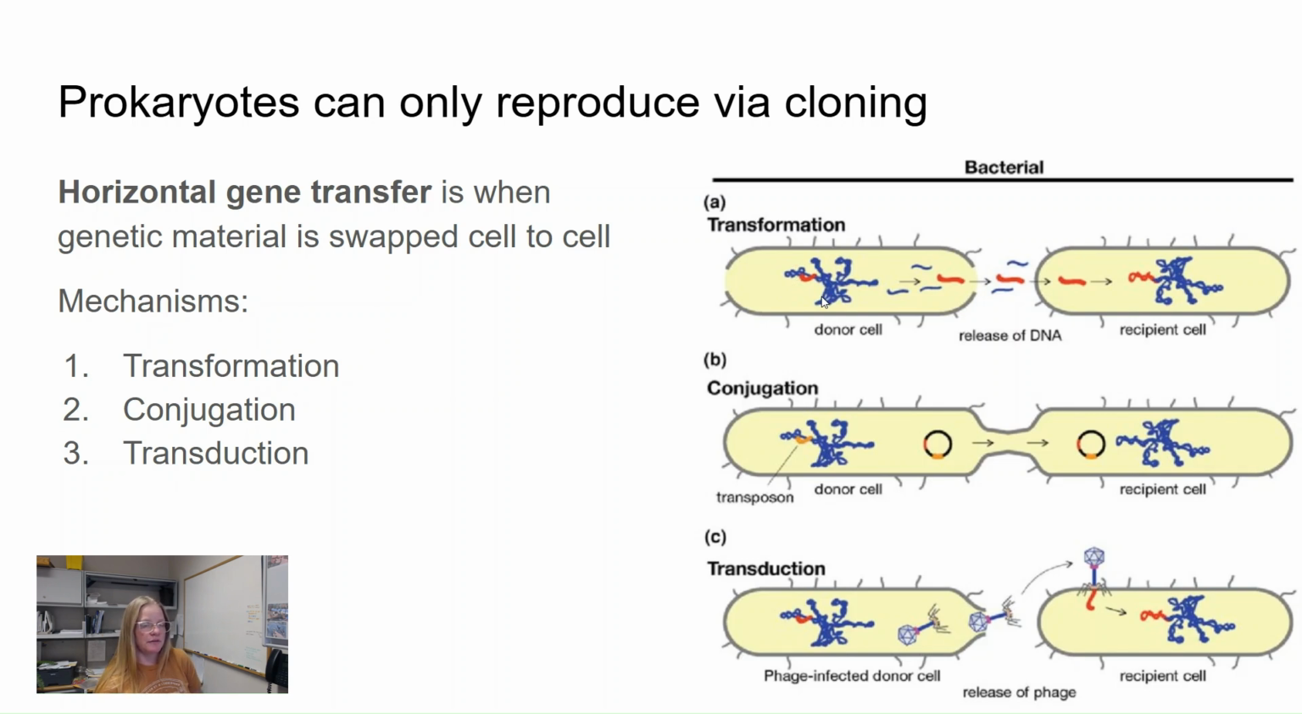There are three major mechanisms. First, transformation, where there are pieces of DNA just in the environment, usually after a donor cell dies. They'll just spread all their cell contents, and then some of these molecules might be picked up by the recipient cell. That's called transformation. We can also see conjugation, where these bacterial cells will fuse with each other temporarily, and the donor cell will provide a plasmid for that recipient cell.